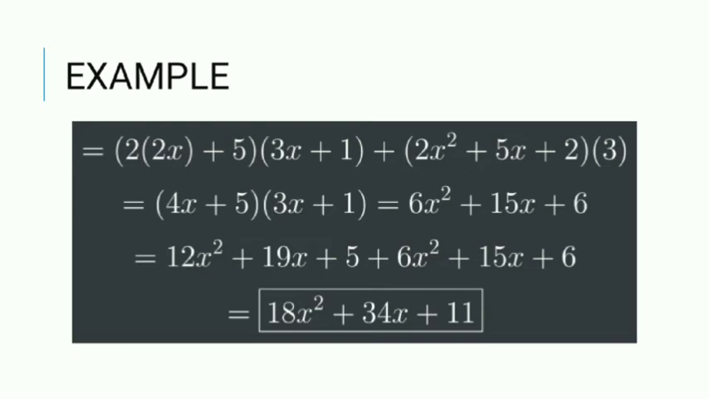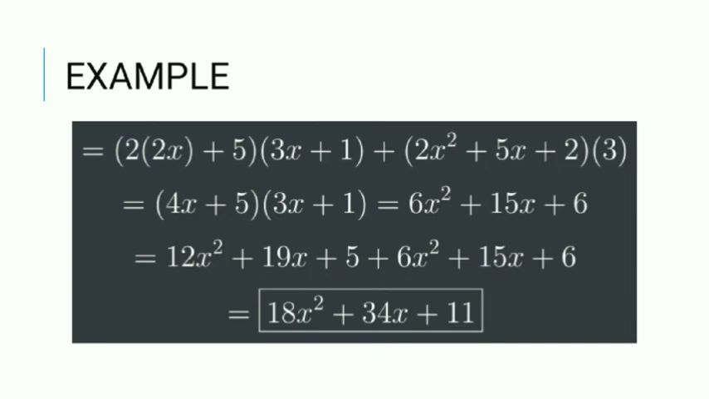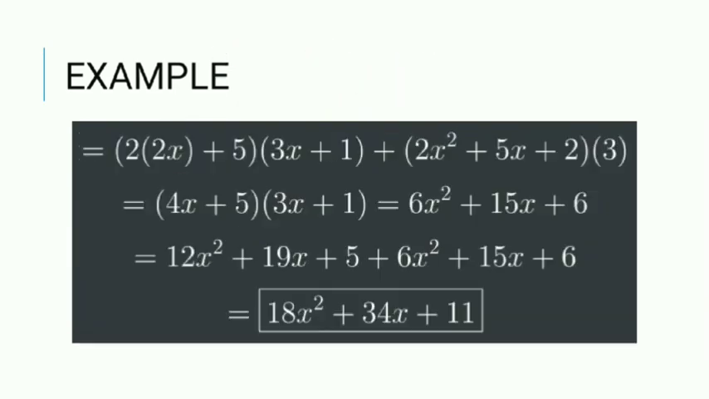So that's 2 times 2x plus 5, right? 2 times 2x plus 5 times 3x plus 1 plus the quantity 2x squared plus 5x plus 2 times 3. That is this term plus the derivative of this, that is this term times the derivative of 3x plus 1, which is 3. So simplifying, we have the quantity 4x plus 5 times the quantity 3x plus 1, plus 6x squared plus 15x plus 6. Simplifying further, we have 12x squared plus 19x plus 5 plus 6x squared plus 15x plus 6. And combining like terms, we will end up with 18x squared plus 34x plus 11.